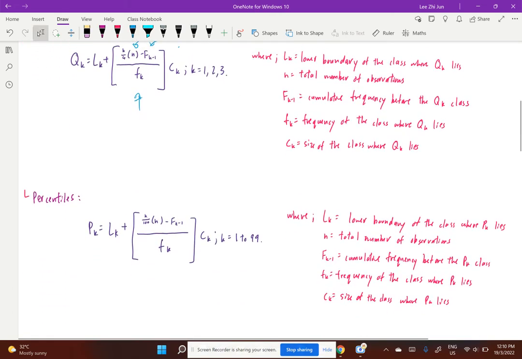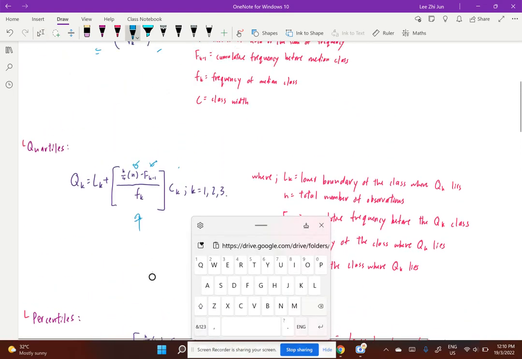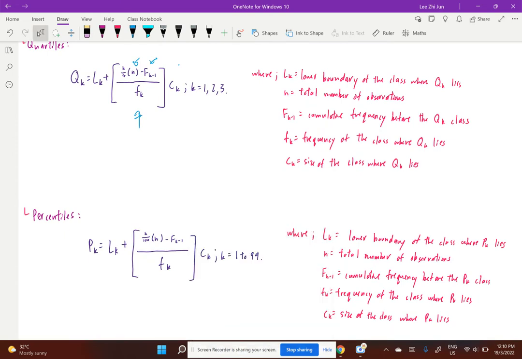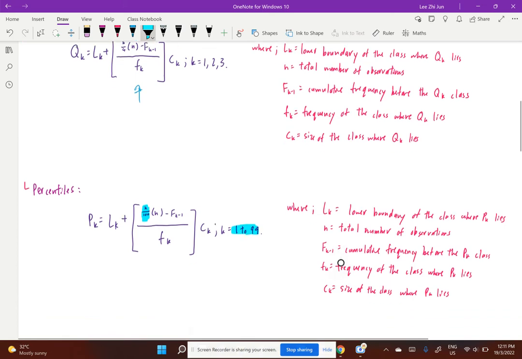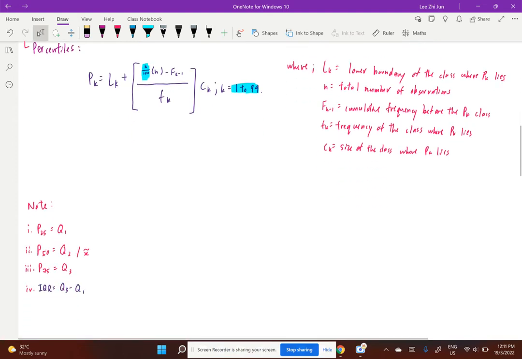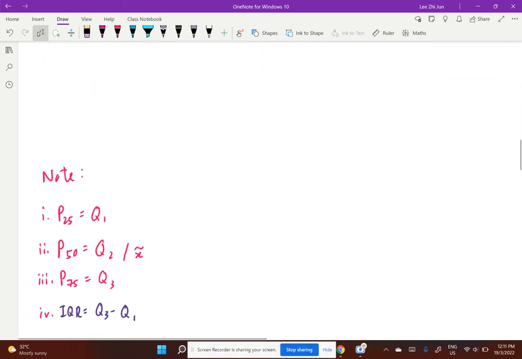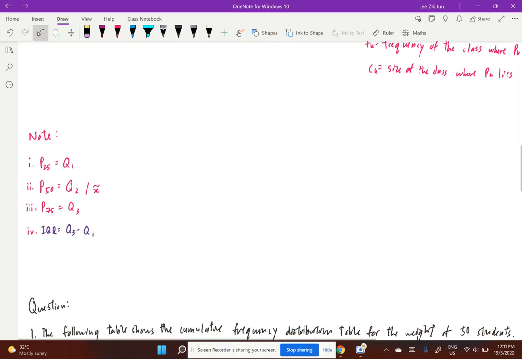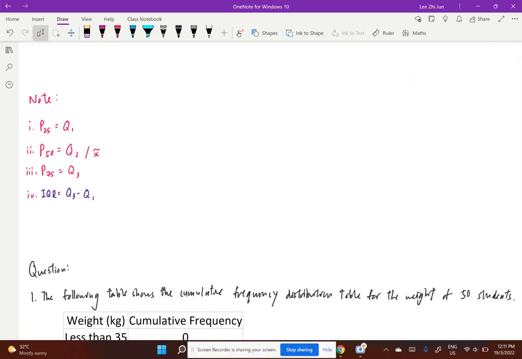Okay, percentiles. Also the same as the median and the quartile. Just the difference is this k. The k can be 1 to 99. So just take note, this I said just now, so I will not read it anymore. So we go to the question.